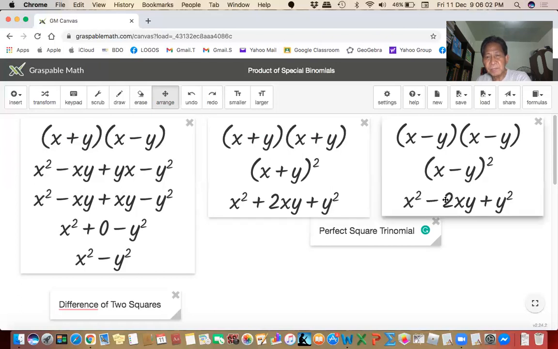The only difference between these two is the sign of the middle term. They follow the sign of the original binomial. If this is plus, then the middle term is plus. If it's minus, then the middle term is minus.